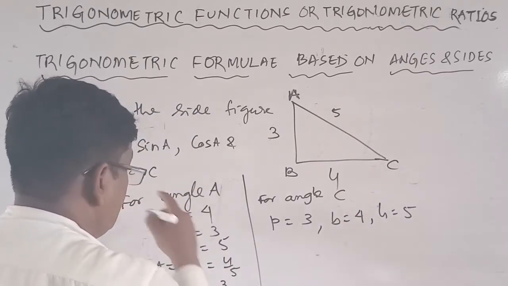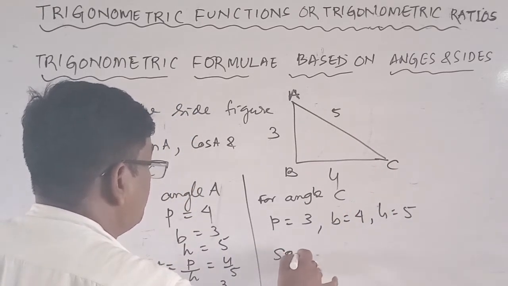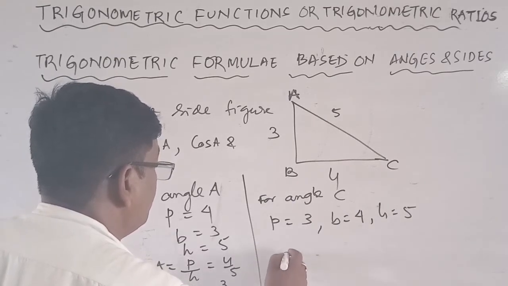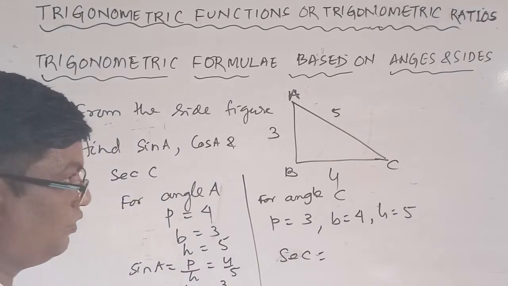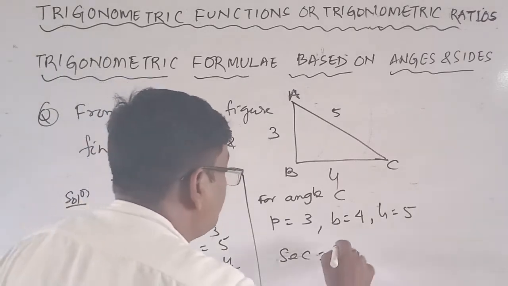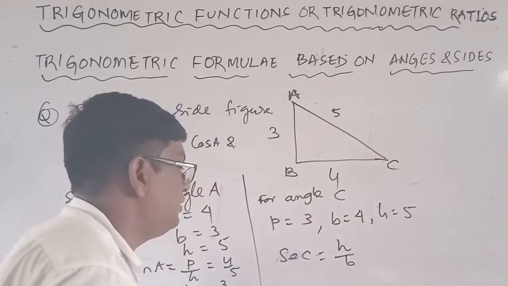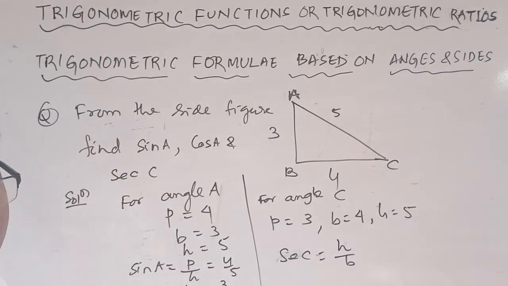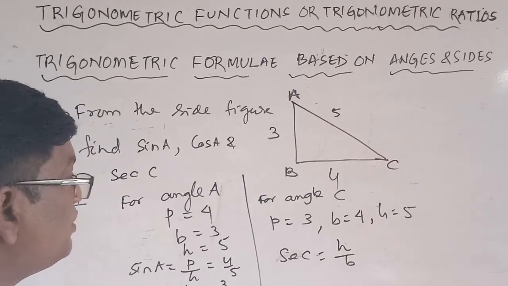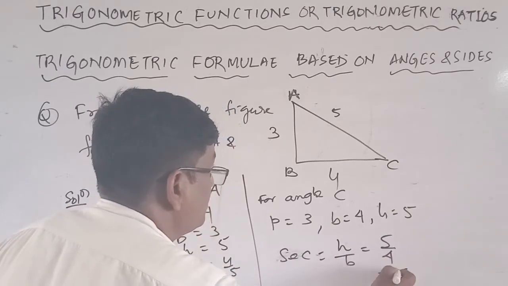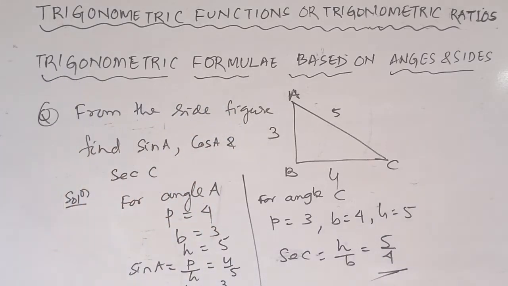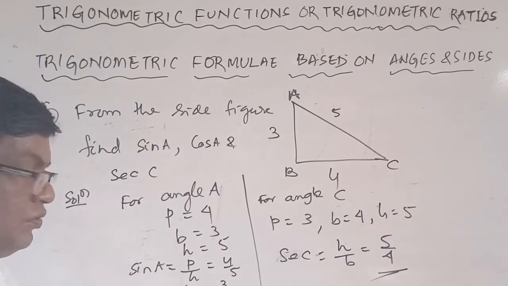So what is sec C? What is the formula for sec theta? Sec theta is equal to H by B. So H means 5, B means 4, so it is 5 by 4. This is the answer.